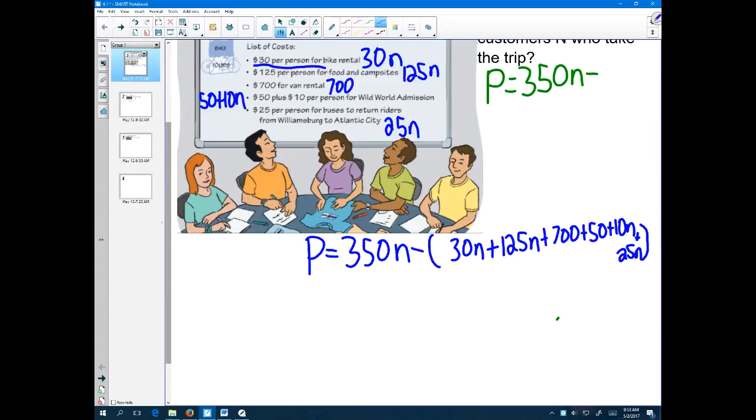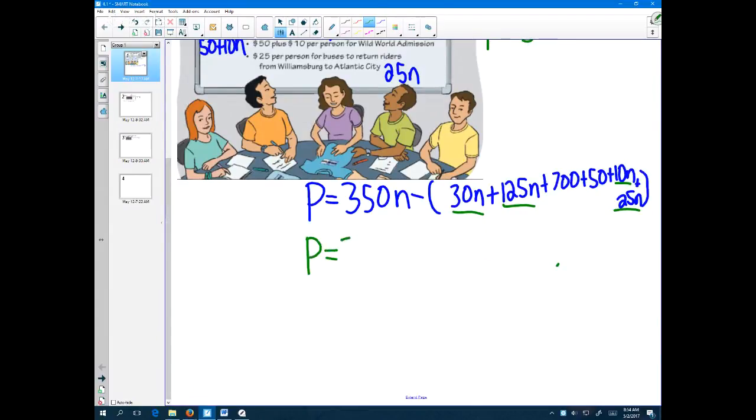Because those are all the same. They're all an expense per person. So you got 30n, 125n, 10n, and 25n. How much is that total? We're just adding all the n's together. You should get a grand total of what for the n's there? Maddie? That's what I got. Okay, good. So 190n. So again, the rest of it stays the same, 350n.